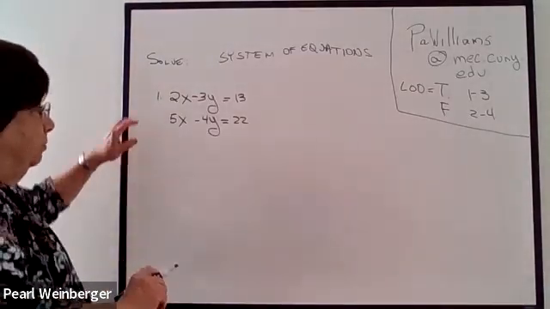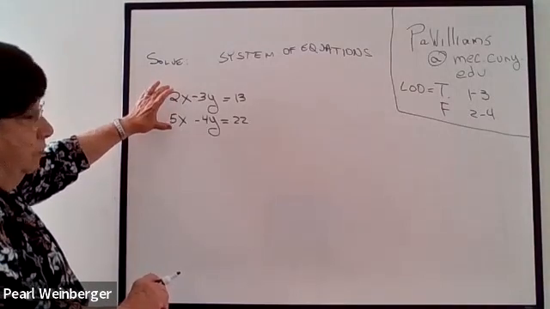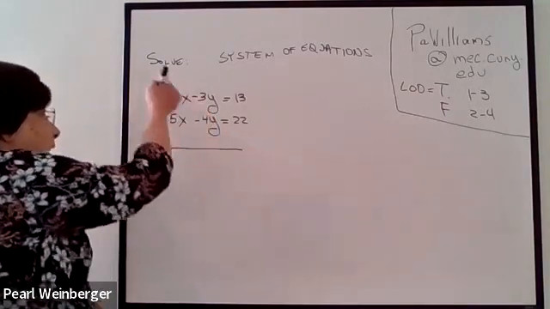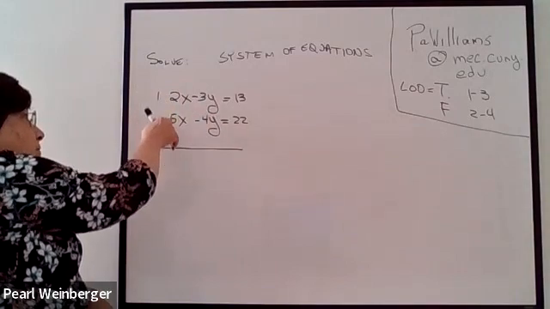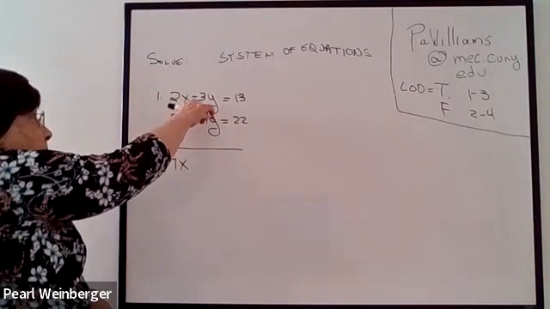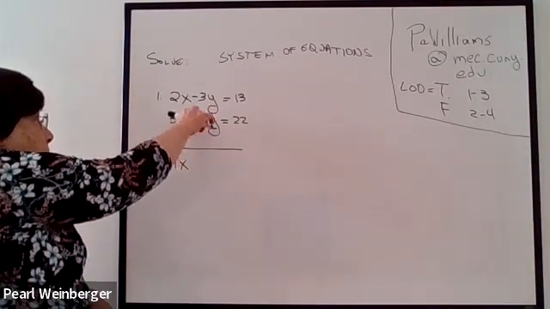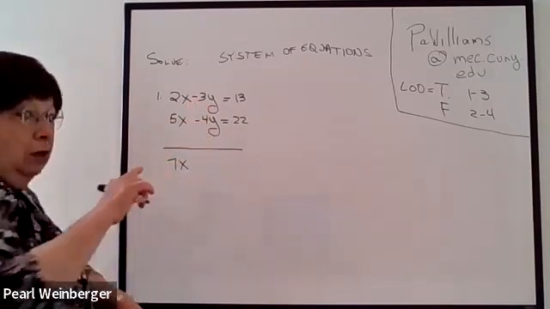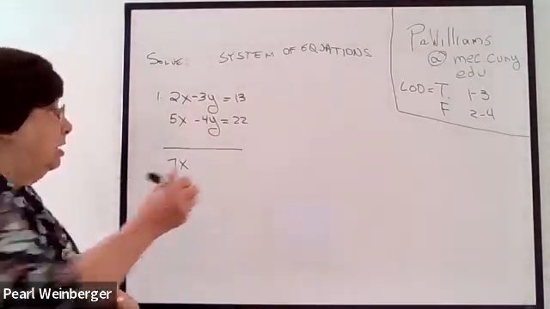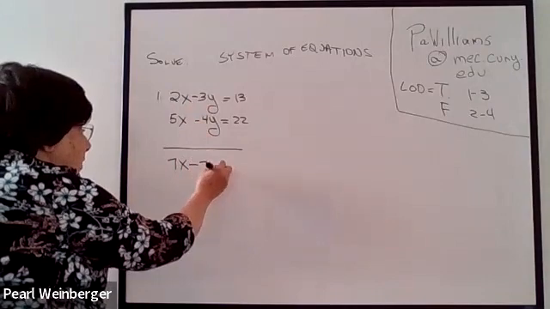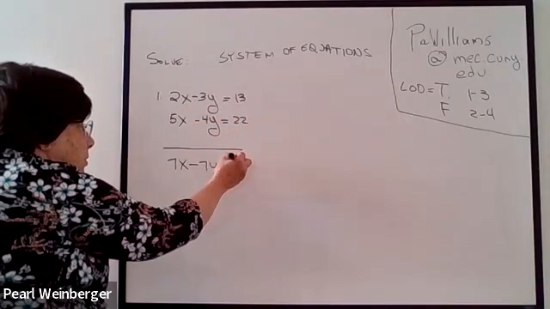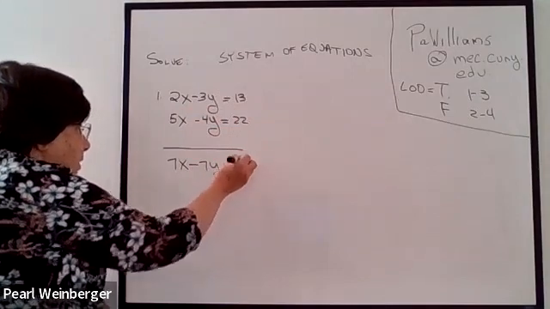Now there's a problem here, because what would happen if, now don't write what I'm doing now, I just want to show you something. If I just add these equations down, I'll get 2x plus 5x, which will give me 7x. And negative 3y minus 4y, so negative 3 plus negative 4. And again, if you have trouble with signed numbers, you should be using a calculator. That's going to give you negative 7y equals 13 plus 22, which is 35.